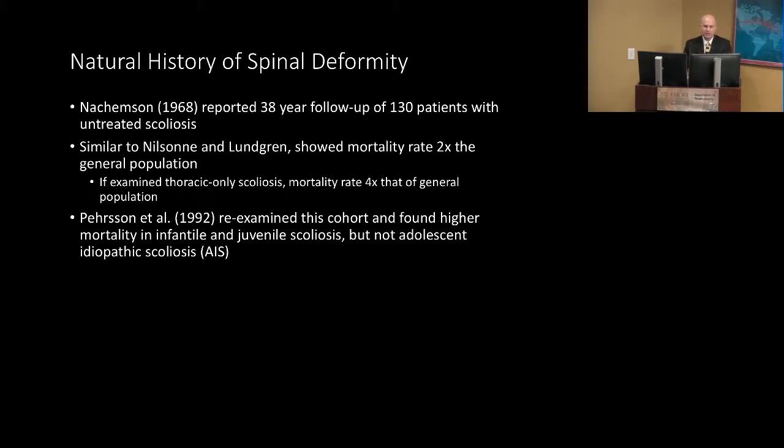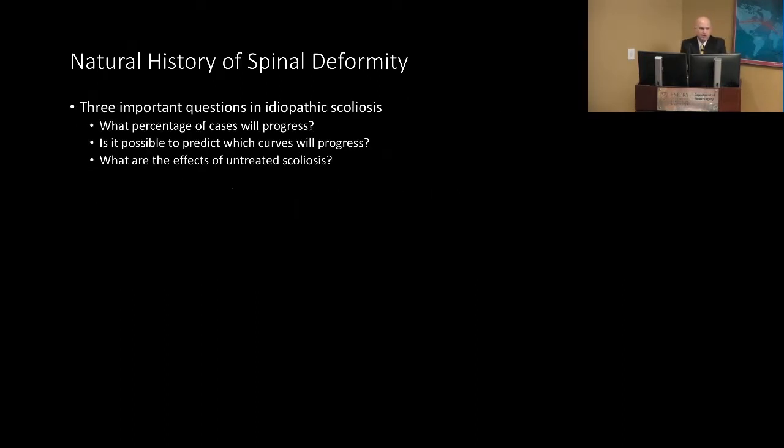Pehrsson et al. in 1992 actually went back and re-examined this cohort and found that if you subdivided it into infantile and juvenile scoliosis, that's actually the group that contributed to the higher mortality rate. It was not adolescent idiopathic scoliosis. And so this was a key first change about how we consider those patients for observation and those that are going to need to be operated on pretty urgently.